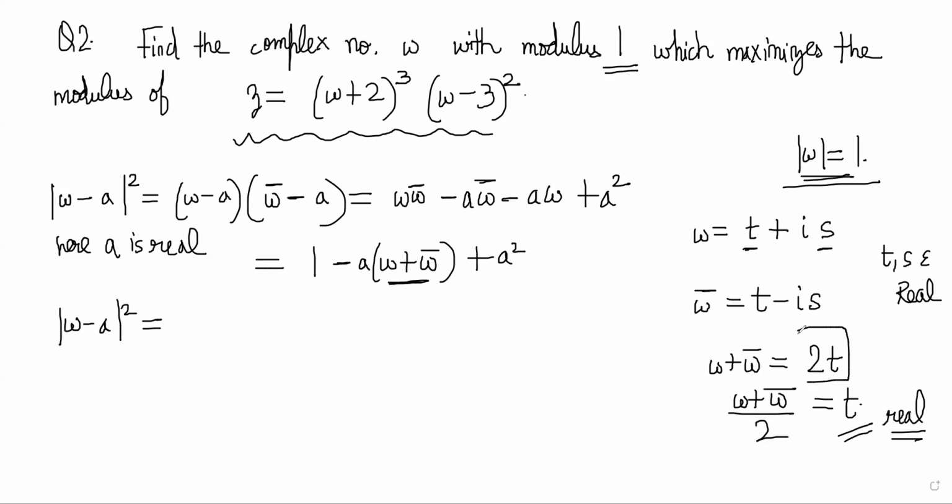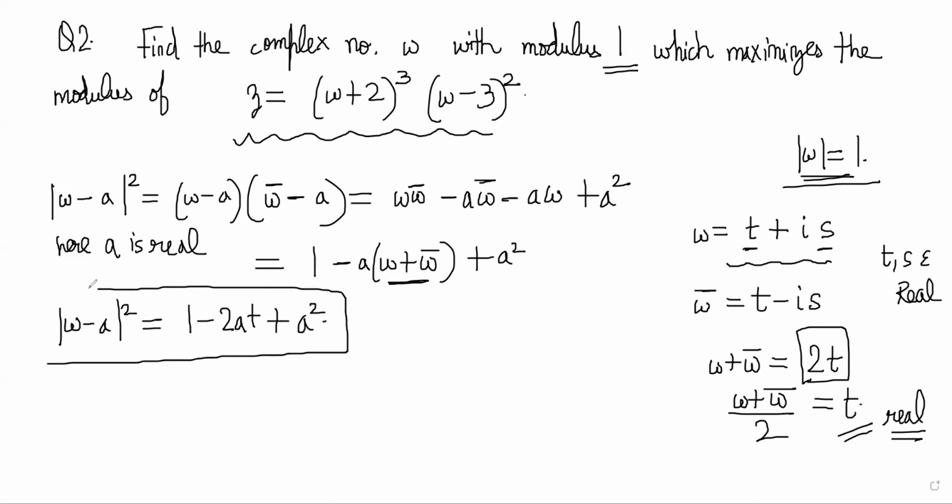It is 2t, because w was t plus i s, so t is the real part of w. So this is 1 minus 2at plus a square, right? So keep this result in mind. We will be using this when we try to maximize the modulus here.